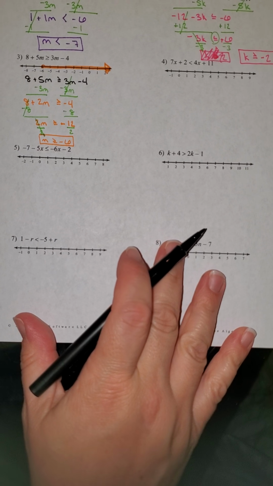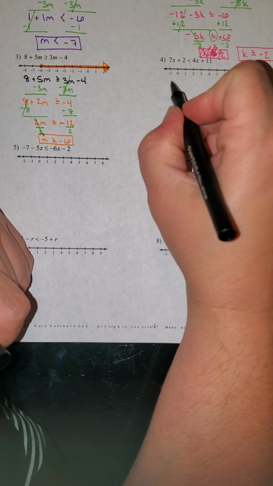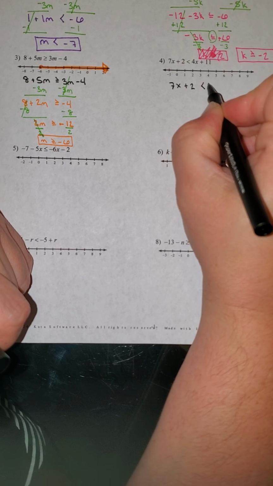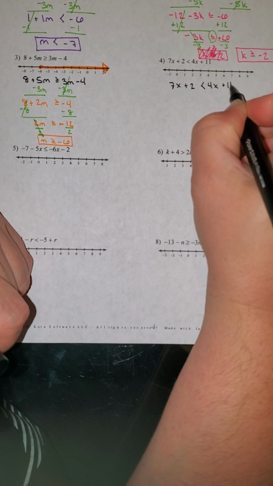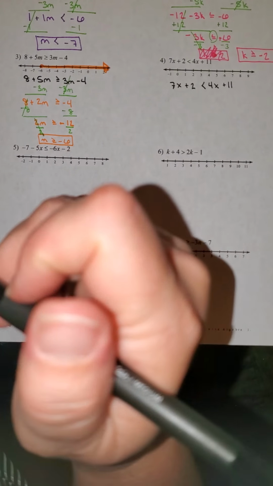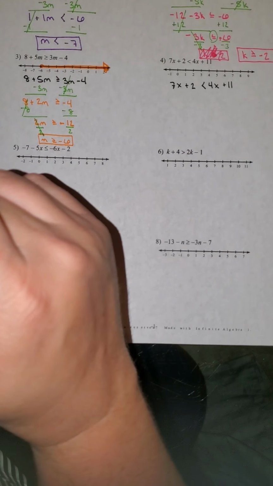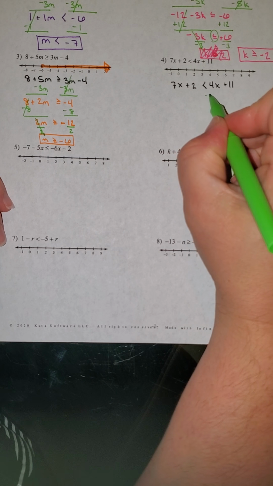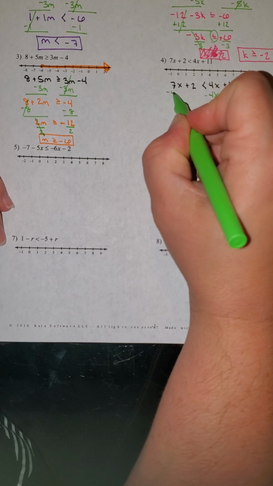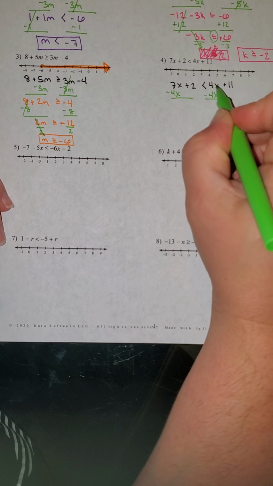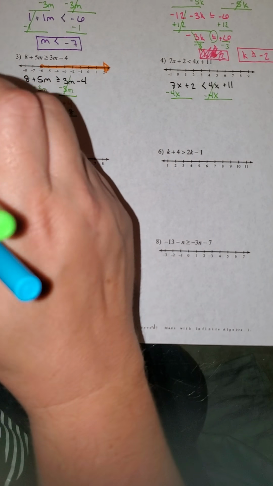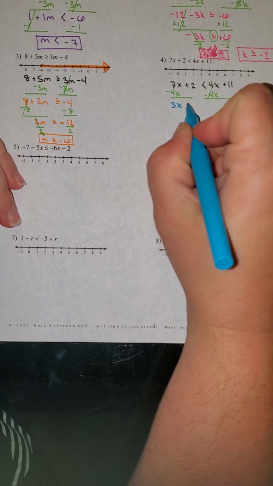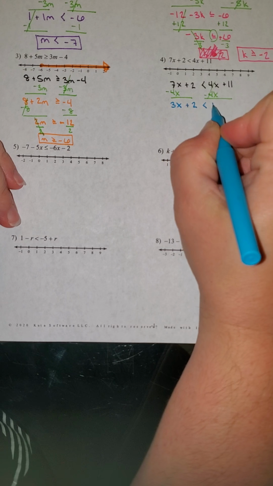All right, and then finally number 4, we have 7x plus 2 is less than 4x plus 11. All right, so all the x's need to go to the left. So I'm going to subtract 4x from both sides. We have 3x plus 2 less than 11.